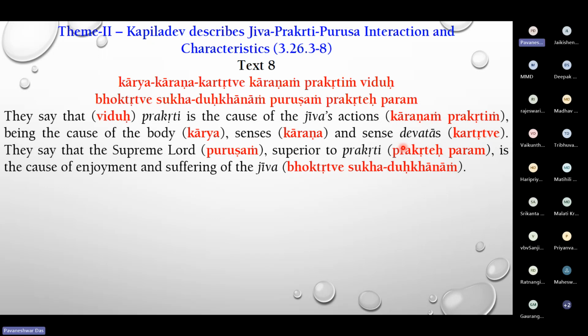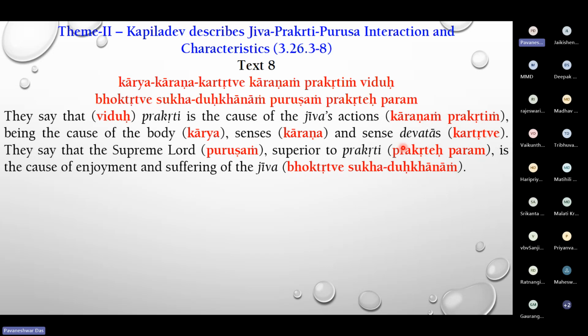First of all, become a learned man. When you become a learned man, you understand what is being told in this verse. What is told in this verse? Karya karana kartrutve karanam prakritim viduhu. A learned man will understand the cause of karya karana kartrutva is prakriti.